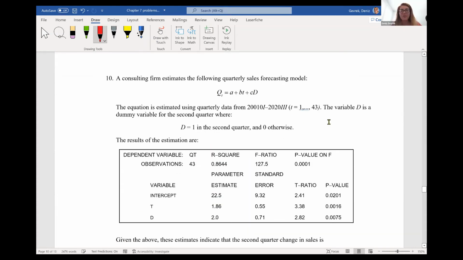Okay, the consulting firm estimates the following quarterly sales forecasting model. It looks like this. QT is the estimated quarterly data from 2010. The year is 2010, it can't be from future to present. 2010 first quarter to 2020 third quarter, and T is from 1 to 43.